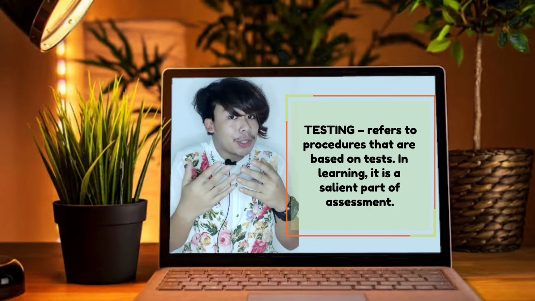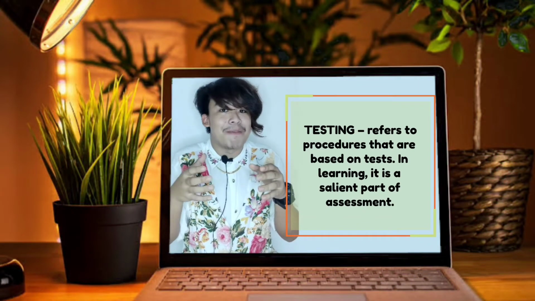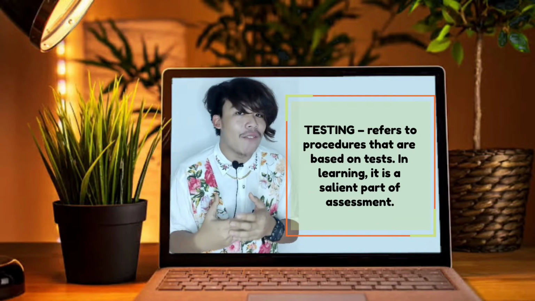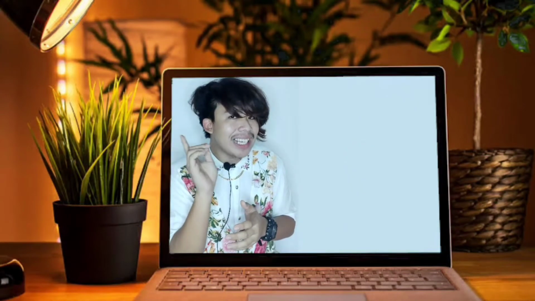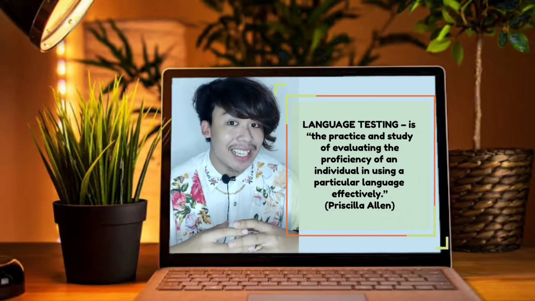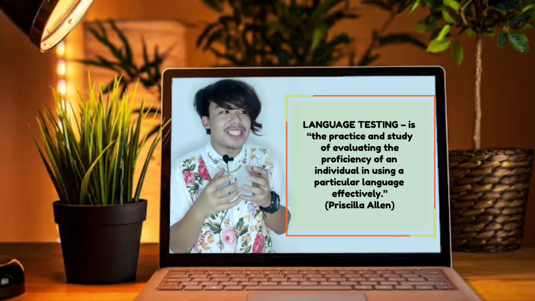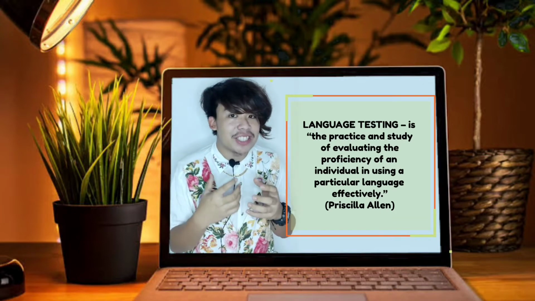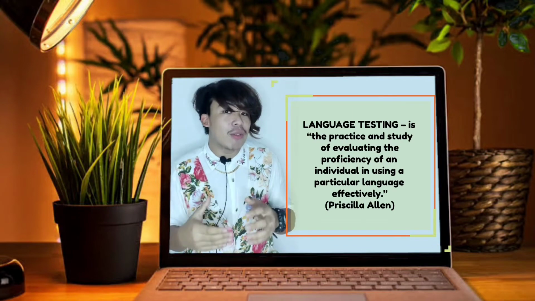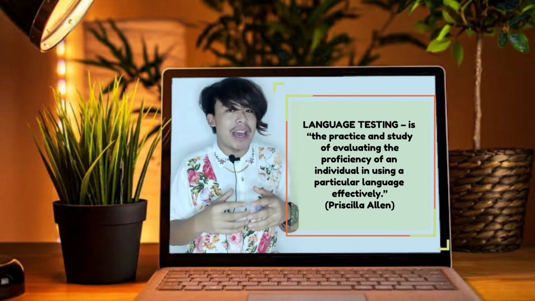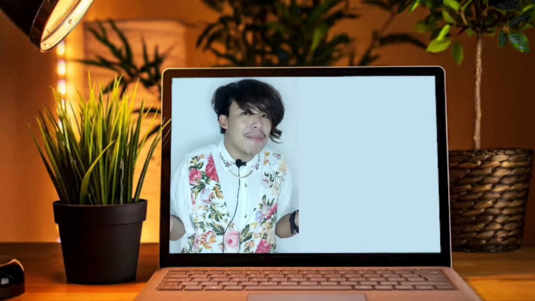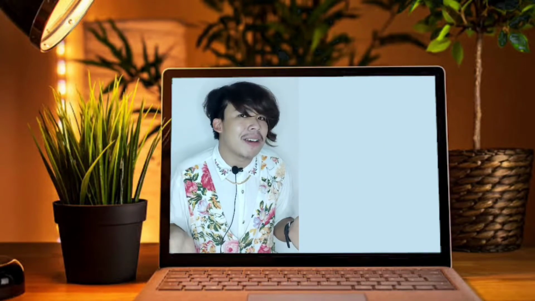Testing refers to procedures that are based on tests. In learning, it is a salient part of assessment. So what is language testing then? Language testing is the practice and study of evaluating the proficiency of an individual in using a particular language effectively. It was said by Priscilla Allen.